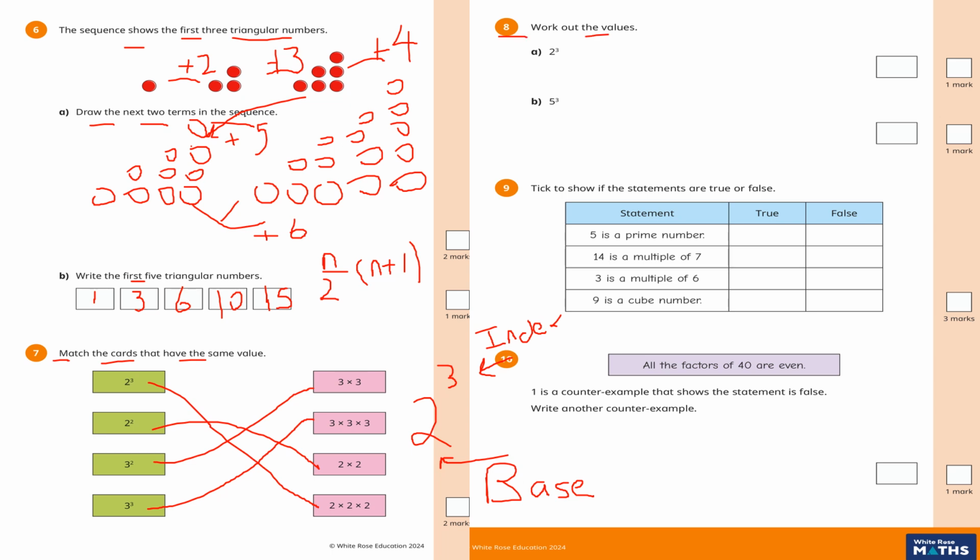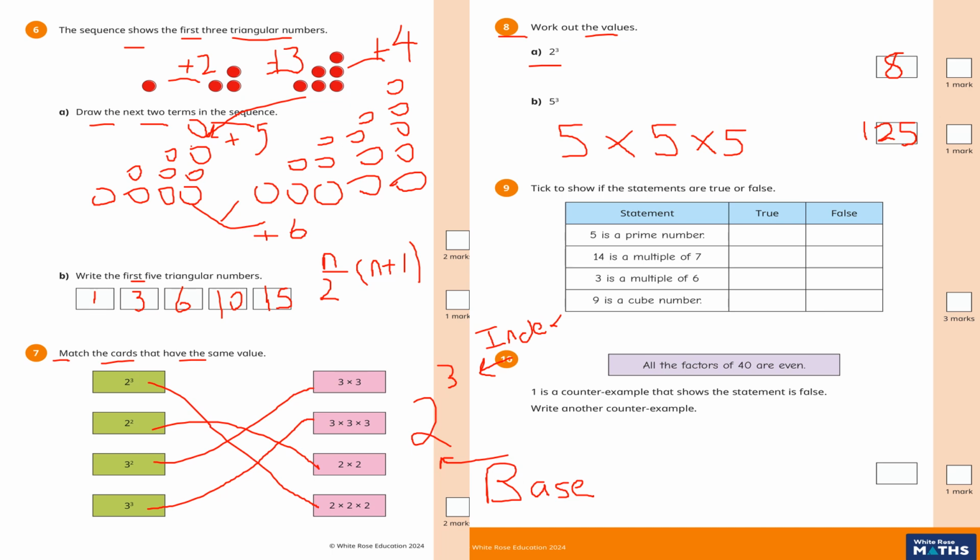Question number 8, work out the values. Part A, 2 cubed means 2 times 2 times 2, which is 8. Part B, 5 cubed is 5 times 5 times 5. Well, 5 times 5 is 25. 25 times 5 is going to be 125. So both 8 and 125 here are what we call cube numbers.